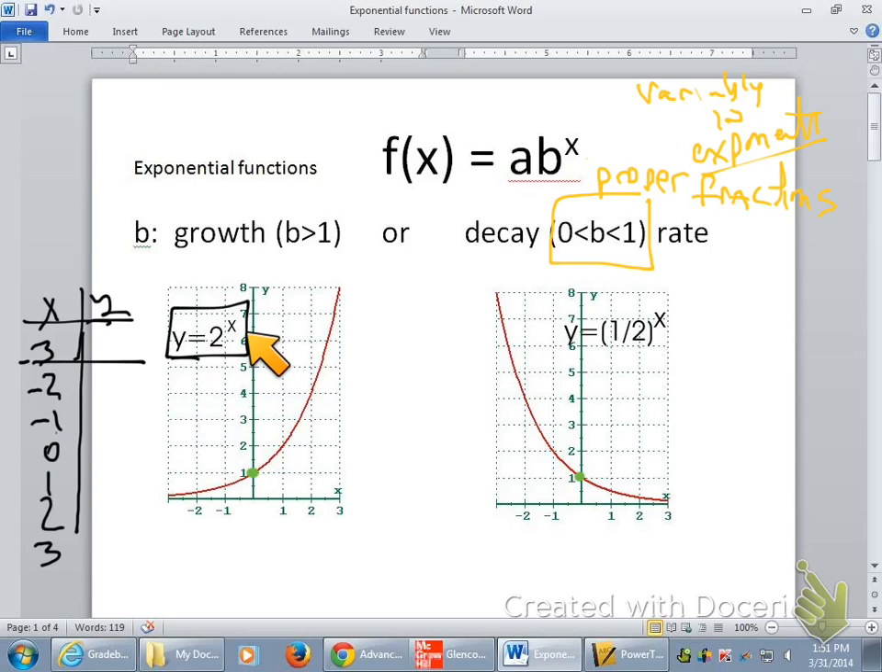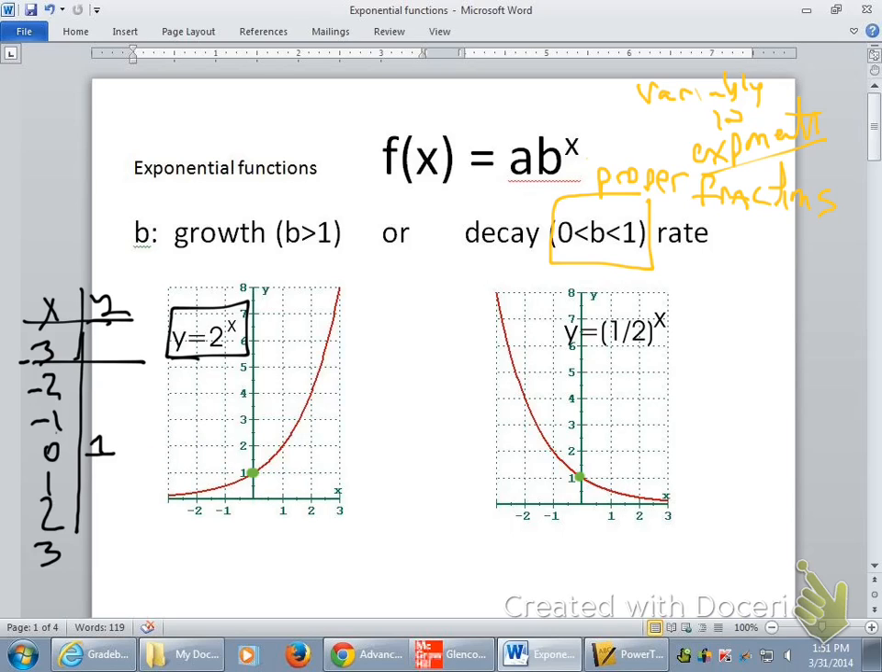If you plug in a 0 right here, what is 2 to the 0 power? 1. That's right. No, be careful. It's 1. I had a lot of you say it's a 1. It is a 1. Remember, any number to the 0 power is a 1. So is that a surprise at all that an exponential goes through the point 0, 1? It shouldn't be. All right? That's pretty solid right there.